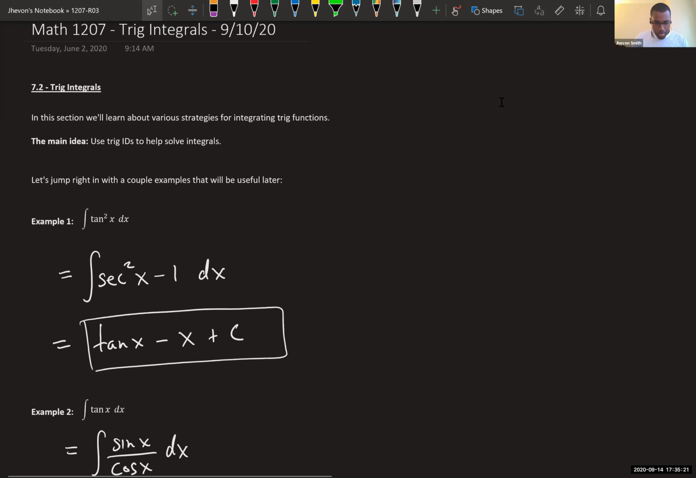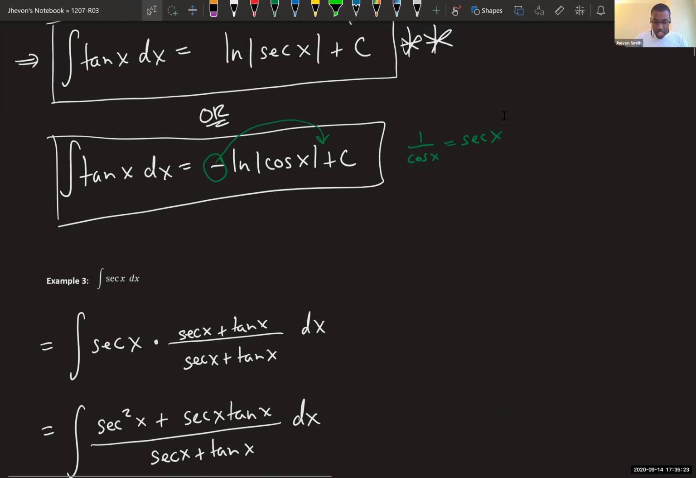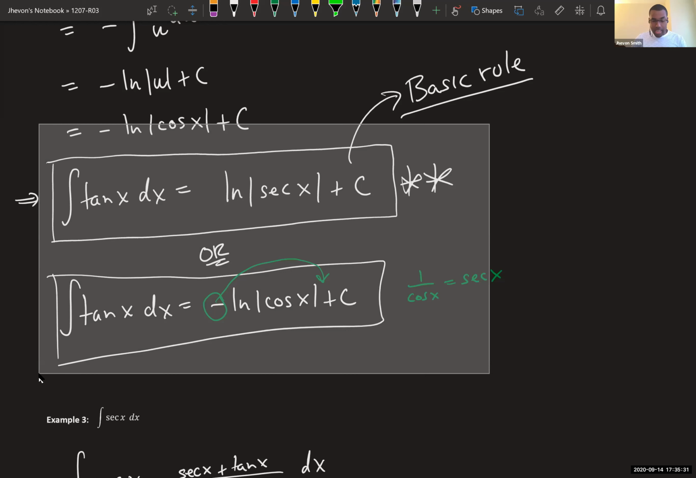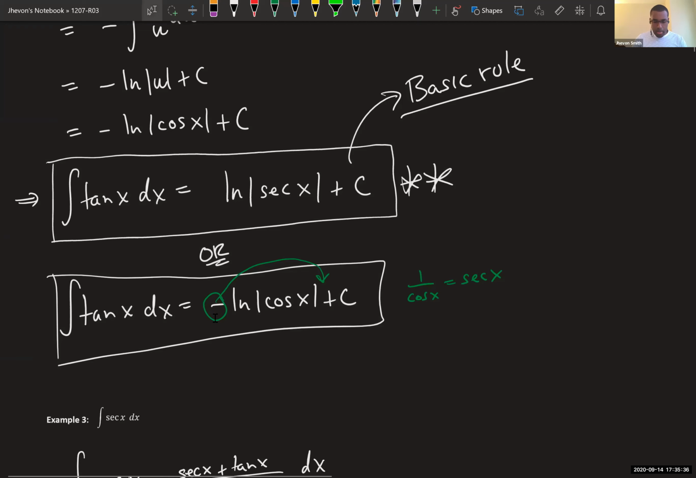Now moving on. This is another rule that we should know. The integral of the tangent of x is ln of the absolute value of secant of x plus c, or you can think of it as minus ln of absolute value of cosine of x plus c. These are actually the same because of a log rule that allowed us to bring the power up.